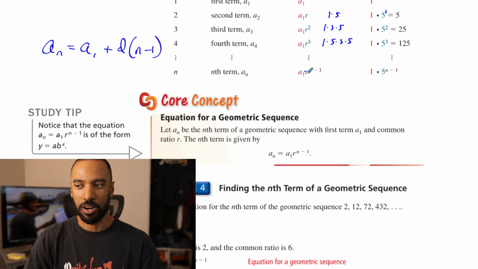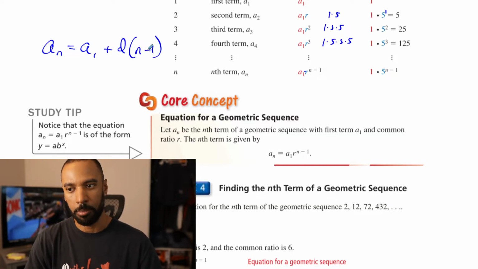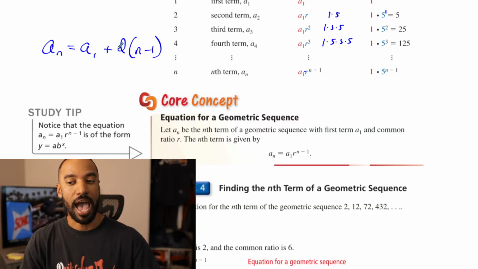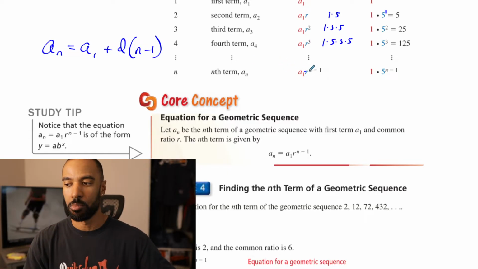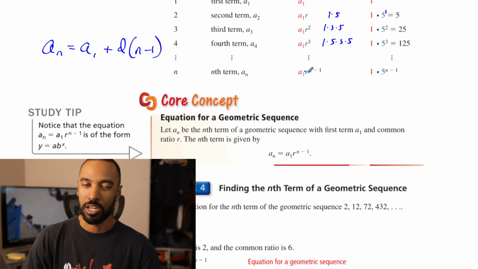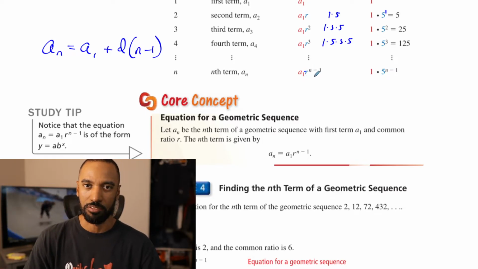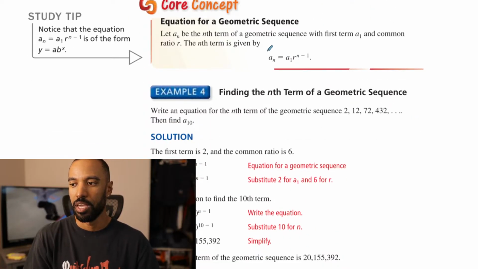Geometric sequences have a very similar thing. Only instead of adding a common difference n minus 1 times, you're multiplying a common ratio n minus 1 times. And that's the explicit rule we can write for ourselves. So there's your formula. Let's put her to use.